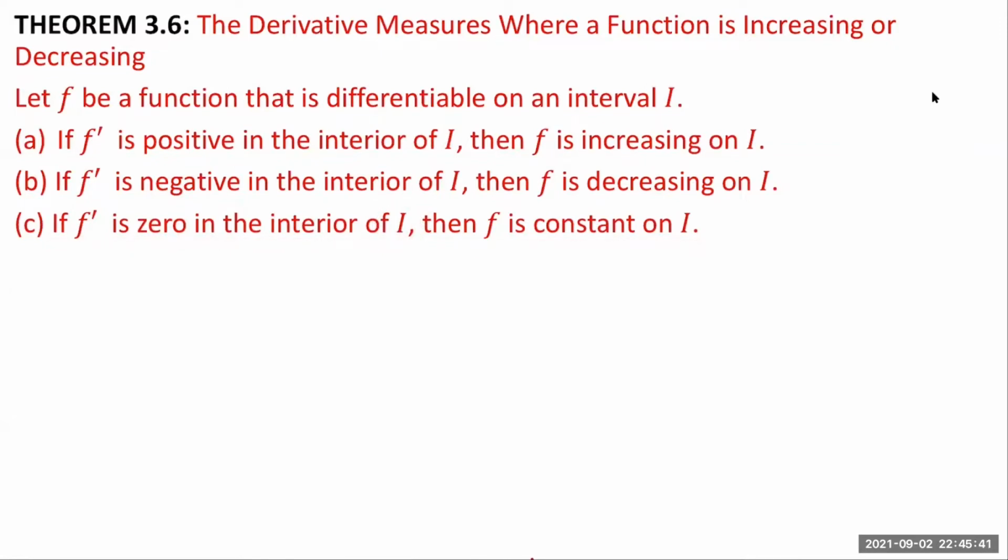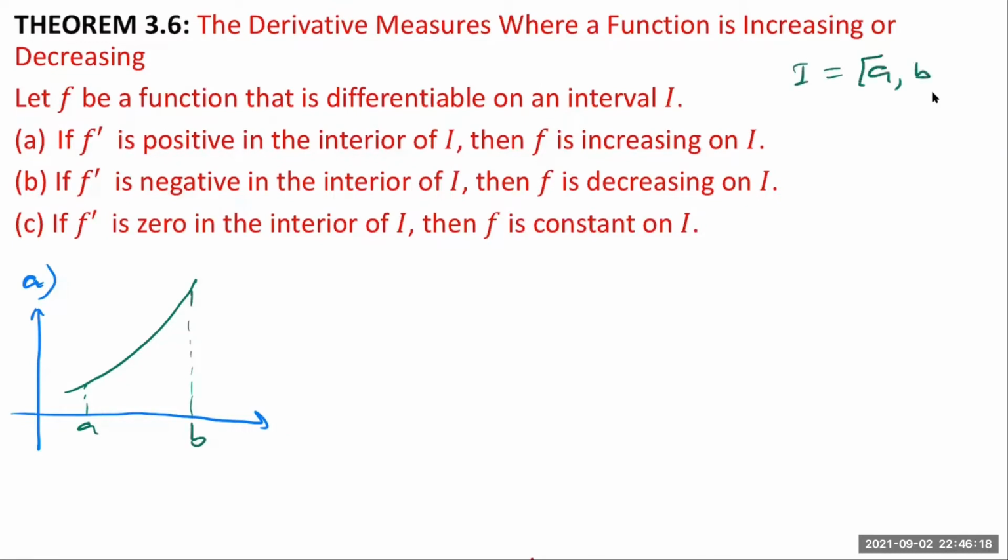This theorem, we can easily understand intuitively using graphs. So let's try to provide the graph for the first part. Part A. What is the situation where f prime is positive? Well, if you want your f prime to be positive, your graph should look like this. On the interval I. Let's say your interval I is a comma b, a closed interval. It can be the open interval as well.